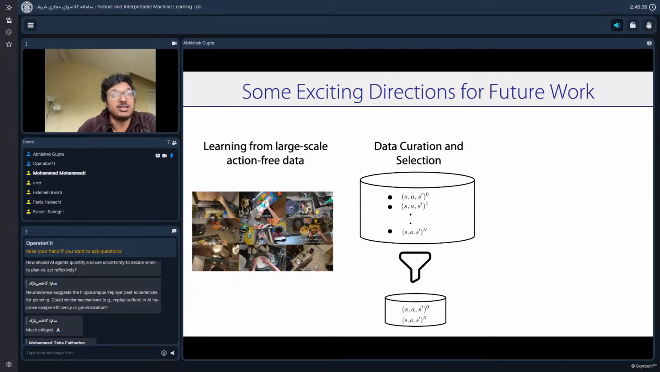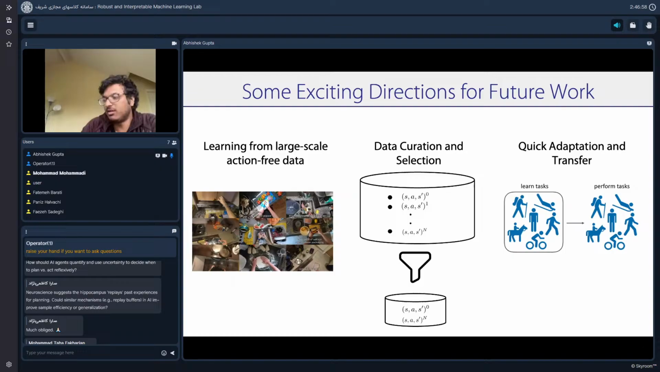Second is data curation and selection. Right now what we do is we take all our data, dump it into the replay buffer, and hope for the best, right? But in practice, often the choice of data makes a big difference in performance. We've seen this in every other field of machine learning. It's going to be a big problem in reinforcement learning in the next 5 years.